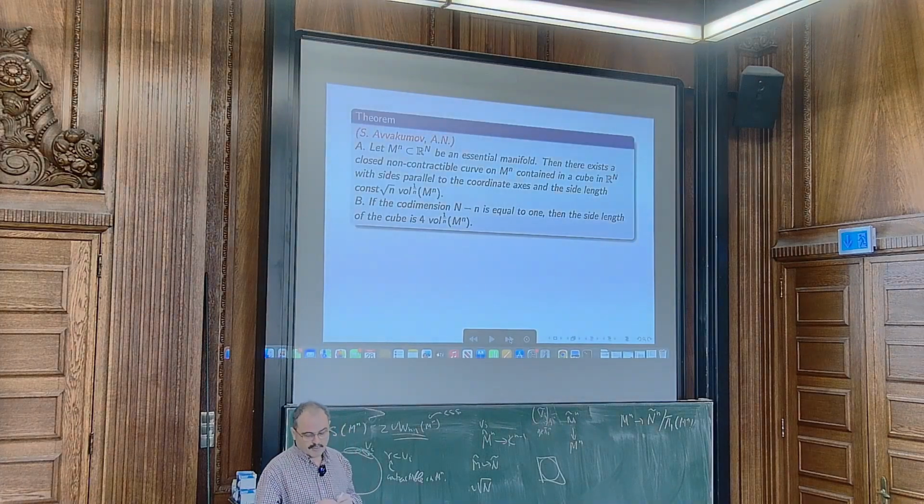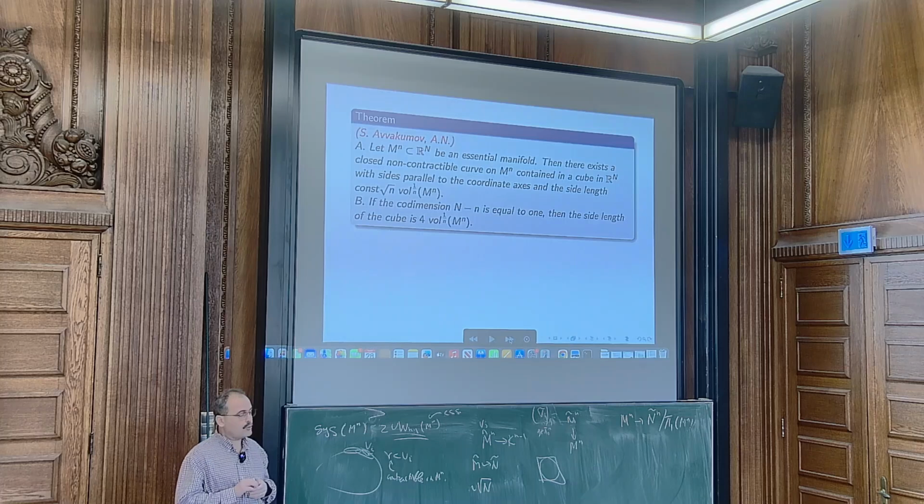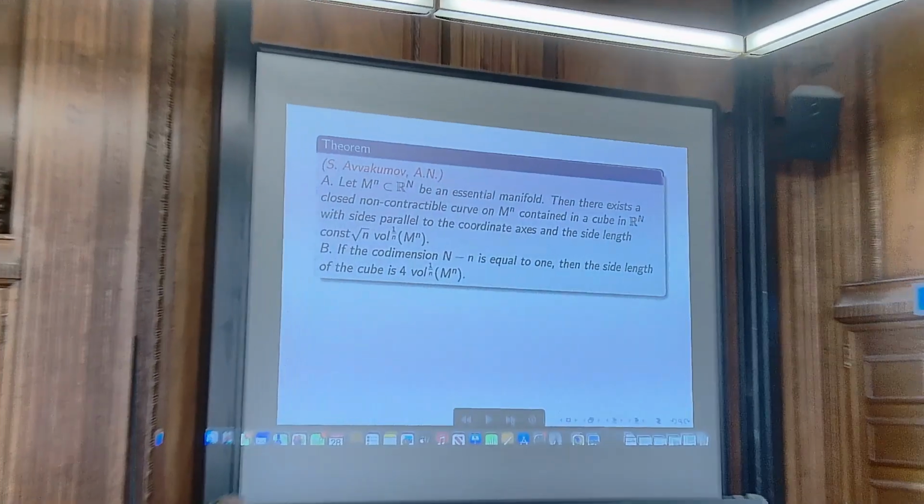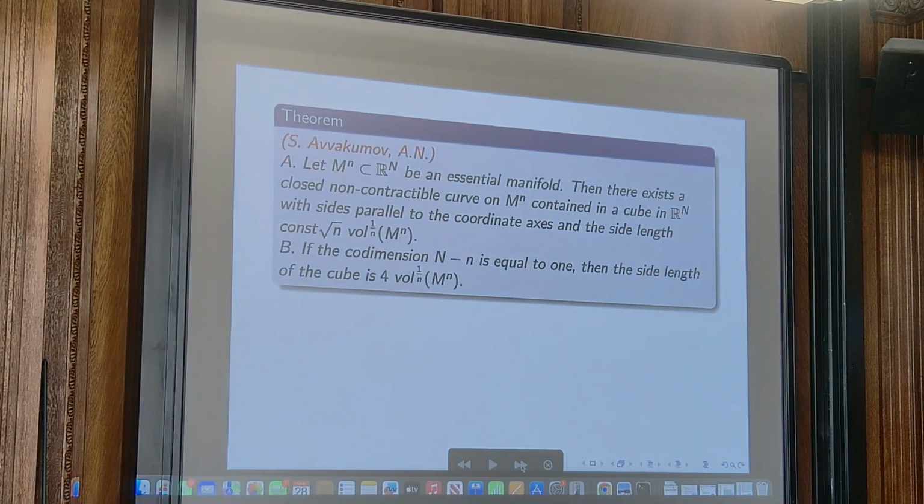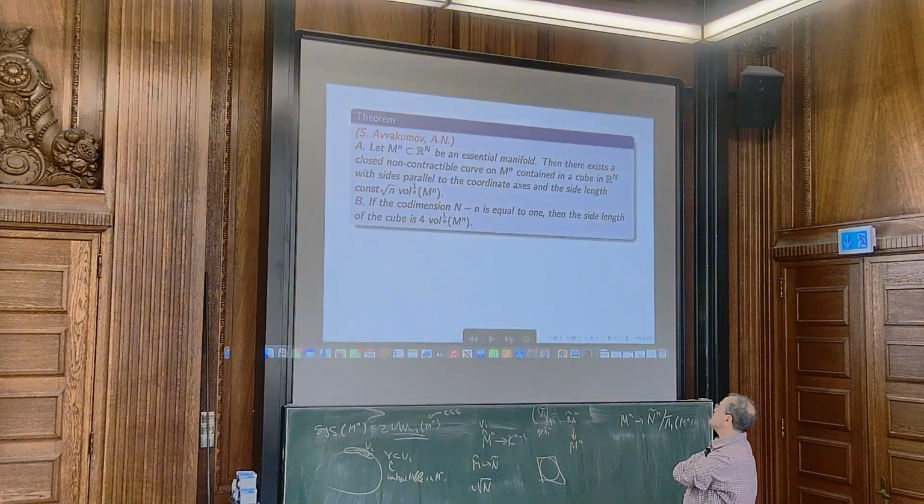And now let me, because of the philosophy, because of all those connections between widths and symplectic geometry, there are some implications of those results for systolic geometry. And here is what we get. So from this type of inequality, assume that Mn in Rn is an essential manifold. Then there exists a closed non-contractible curve on Mn, like a systole.